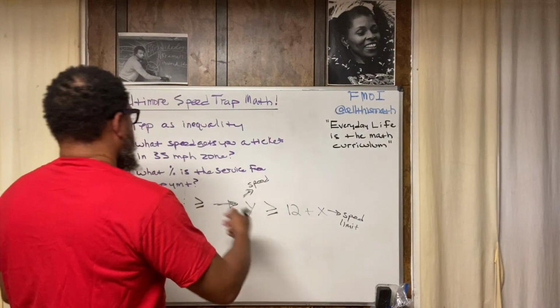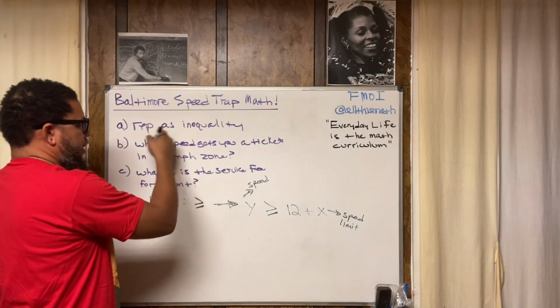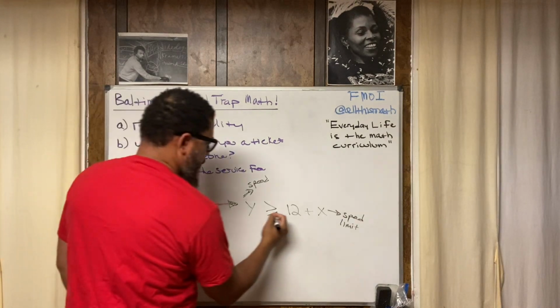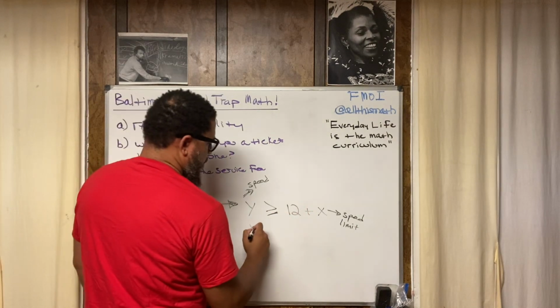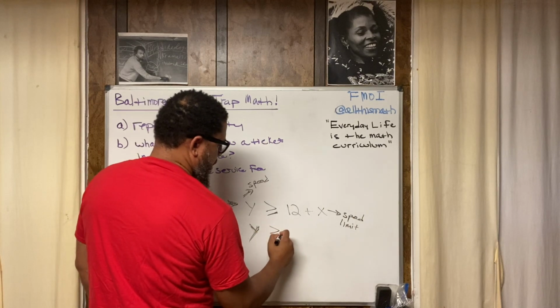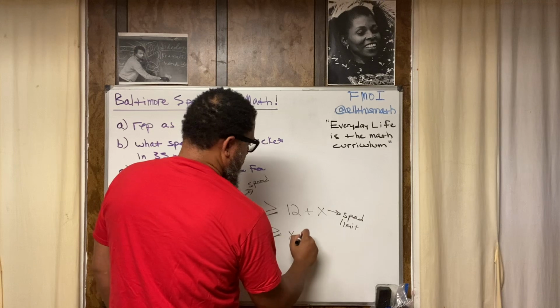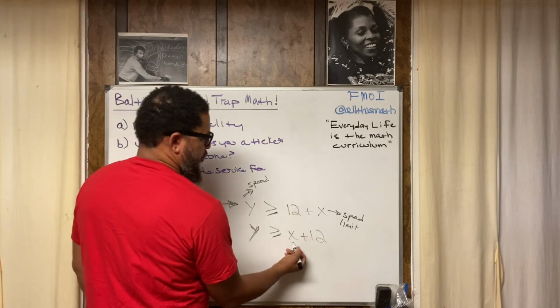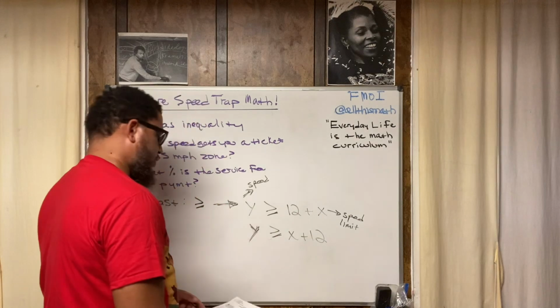So anyway, this will be the answer to the letter A, represent as an inequality. Rep, short for represent. Represent as an inequality. Y is greater than or equal to 12 plus x. Or I could have written, this marker's almost dead, I'll have to get another black marker, y is greater than or equal to x plus 12. Either way, commutative property. You can put the x first or put the x last. It doesn't really make a difference.